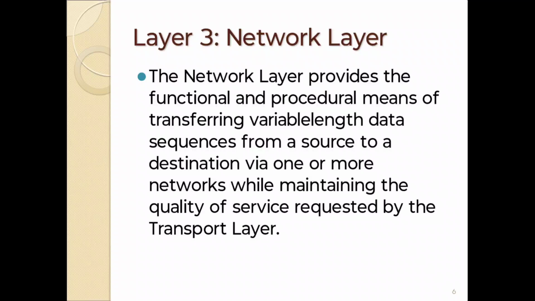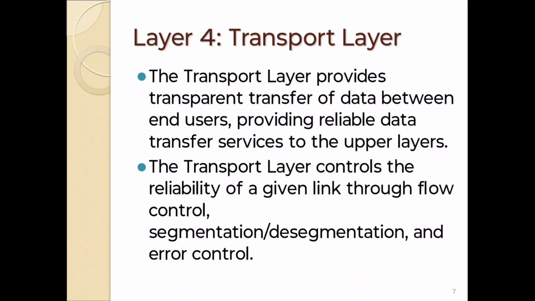The network layer provides the functional and procedural means of transferring variable length data sequences from source to destination via one or more networks while maintaining the quality of service requested by the transport layer. The transport layer provides the transparent transfer of data between end users, providing reliable data transfer service to the upper layers. The transport layer controls the reliability of a given link through flow control, segmentation, desegmentation and error control.